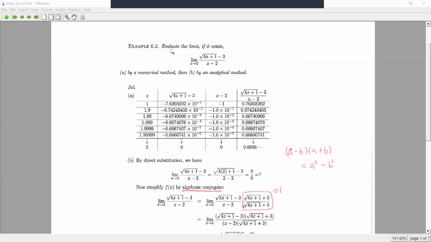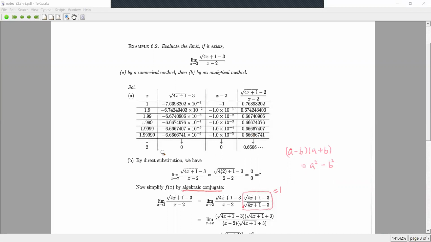Example 2, evaluate this limit first by a numerical method, then by an analytical method. Here is the solution to part A. To find the limit, I make this table. The first column is the independent variable x. The second column is the numerator of the function. Third column, the denominator of the function. And the last column is the function.